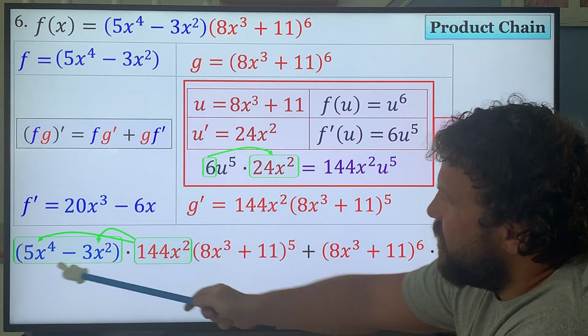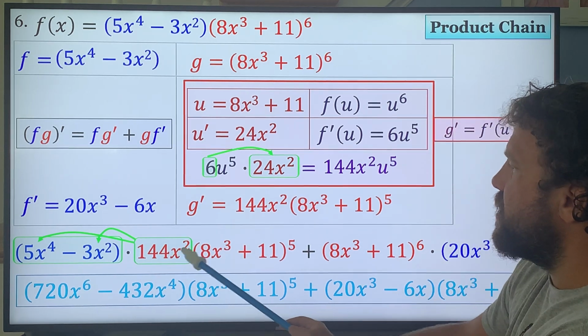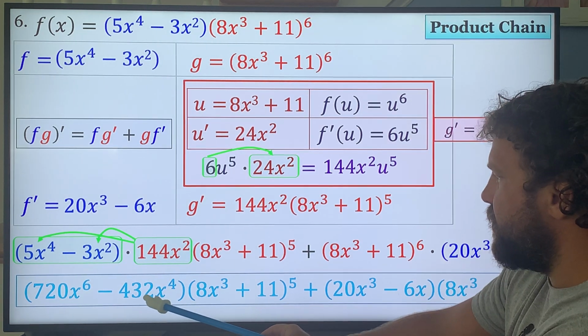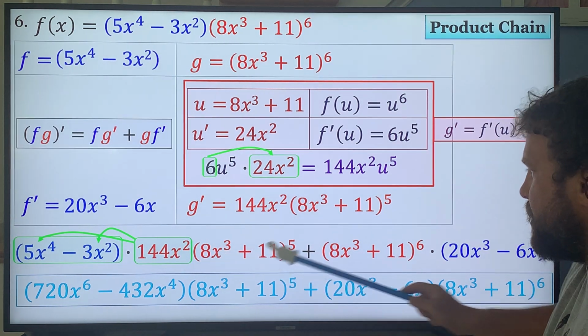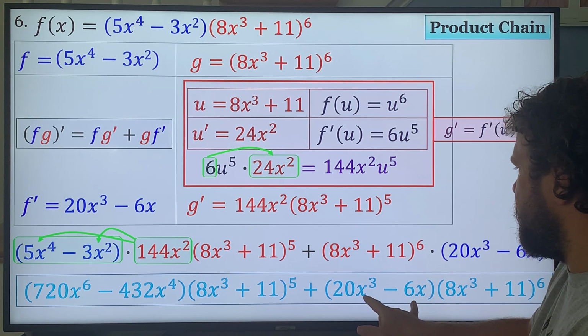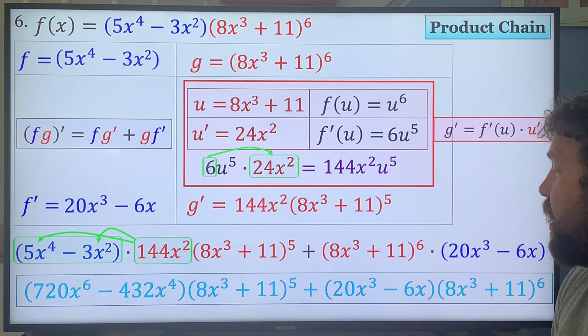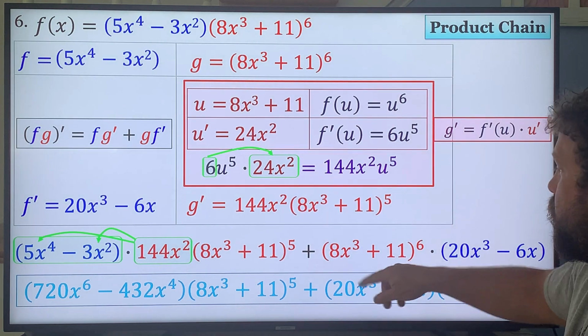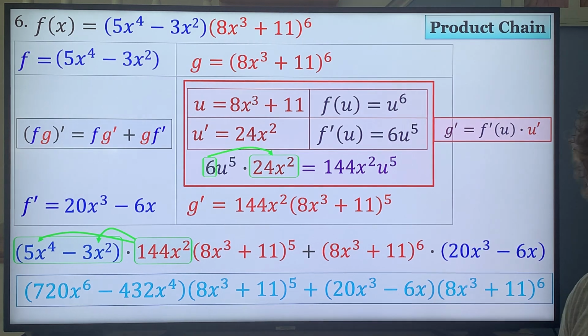So 144x squared times 5x to the fourth is 720x to the sixth. 144x squared times negative 3x squared is minus 432x to the fourth. And then, as we said before, it's times this stuff. I put the 20x to the third minus 6x in front, and then I put my x to the sixth. It doesn't really matter which way you do it. It's just how I did it. I just swapped these. Do you have to swap them? No. But there's your answer.